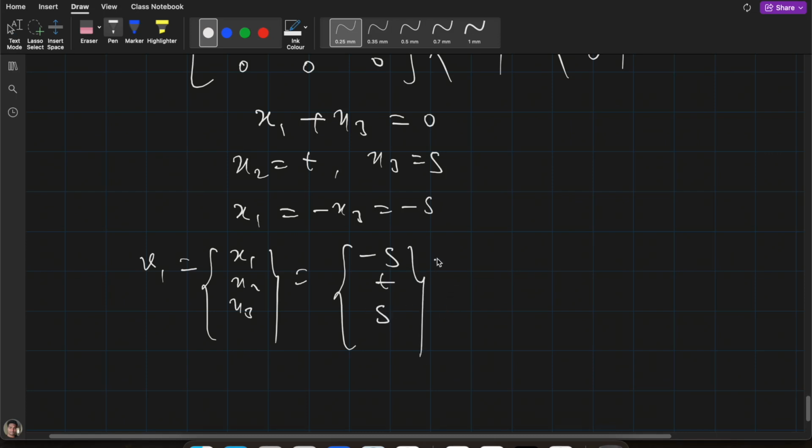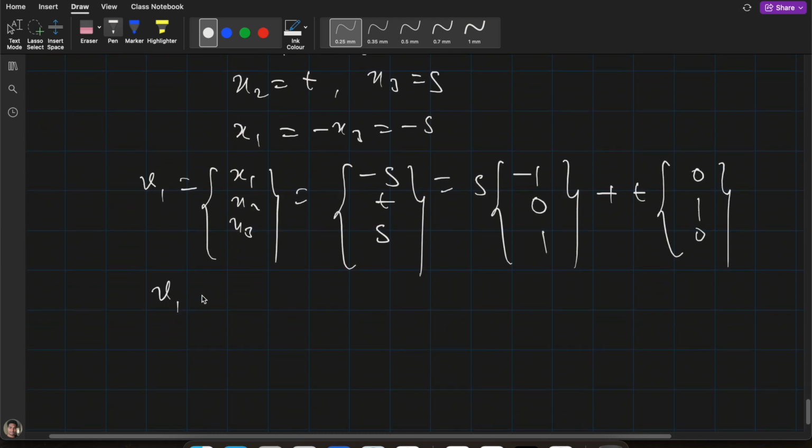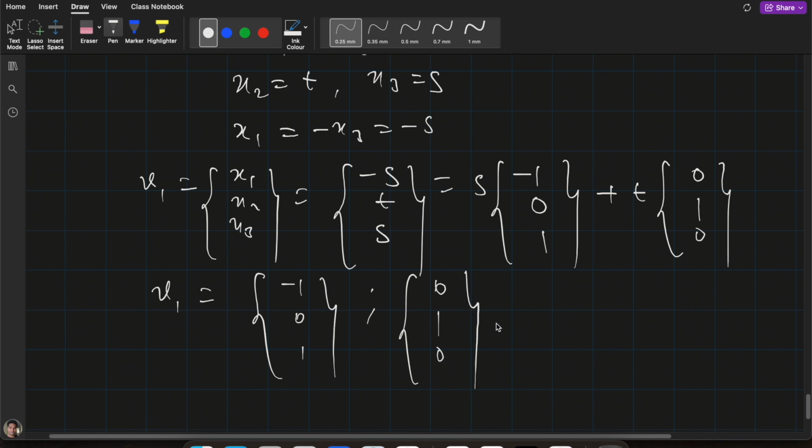Okay. Now I can write it in terms of two scalars, s and t. When you write it, you can see that s has coefficient vector (-1, 0, 1), and t has coefficient vector (0, 1, 0). So V1 is a set of these eigenvectors. You have to keep this in your mind.